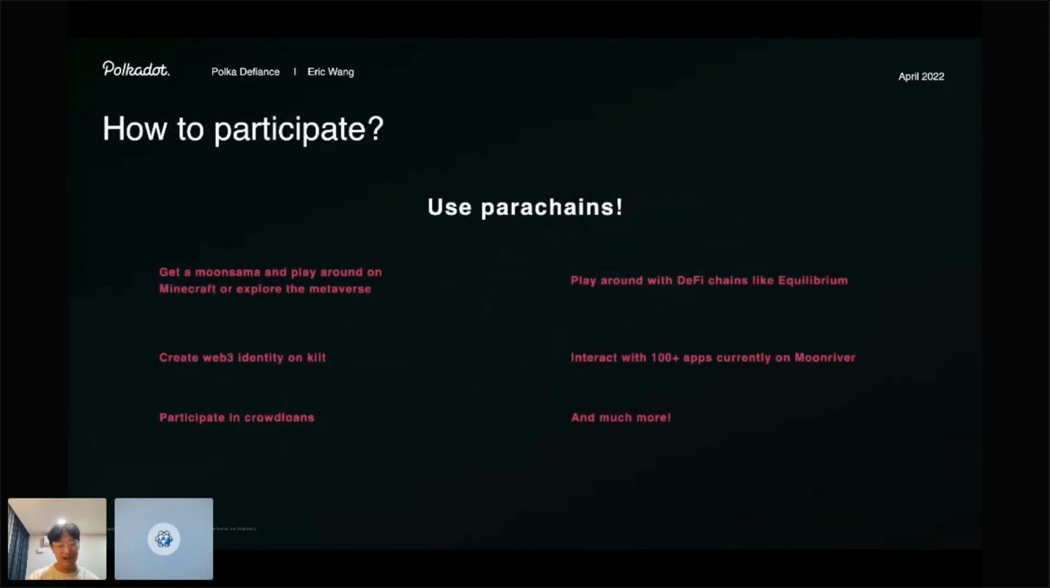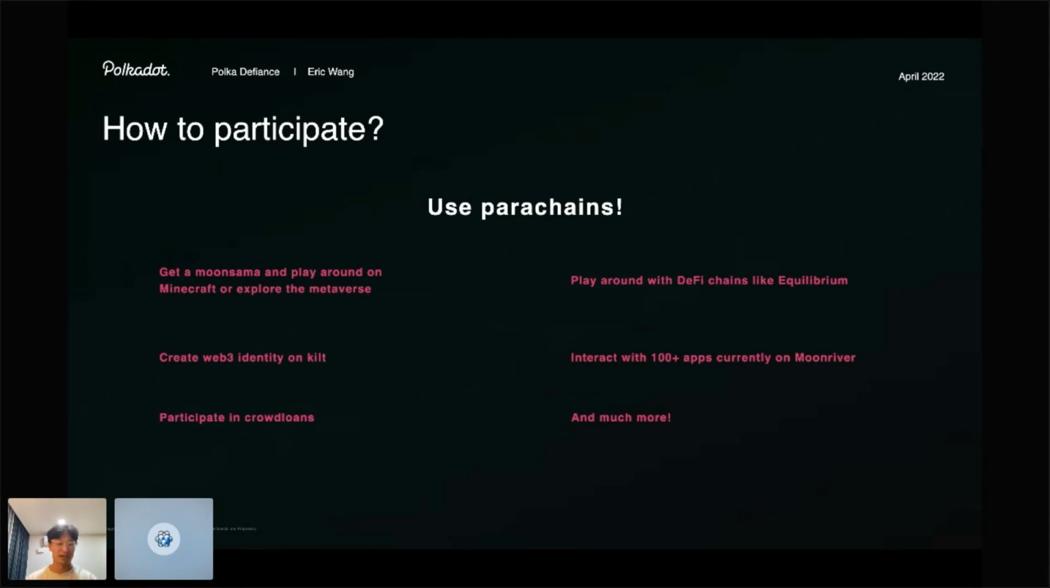And my final slide is more targeted towards everybody, right? Within the last year, the obvious biggest development in the Polkadot ecosystem is that parachains are live and there's stuff actually deployed there. So we really hope that you actually use parachains. I asked internally within Parity, and some of the ideas that Parity members gave for potential community participants are, for example, get a Moonsama NFT and play around on Minecraft or explore the metaverse.